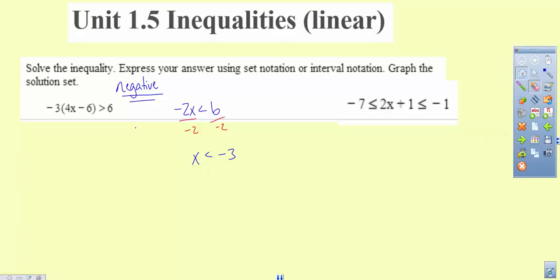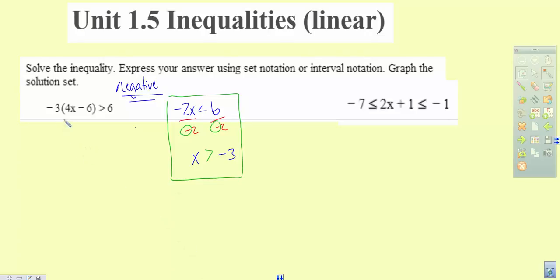What we need to realize is that with inequalities, when you divide by a negative, your inequality symbol will flip. Because I divided by this negative, my inequality flips from a less than to a greater than. Alright, that's a little side note right there. We'll put a little box around it. Now let's take a look at how this works in this problem.